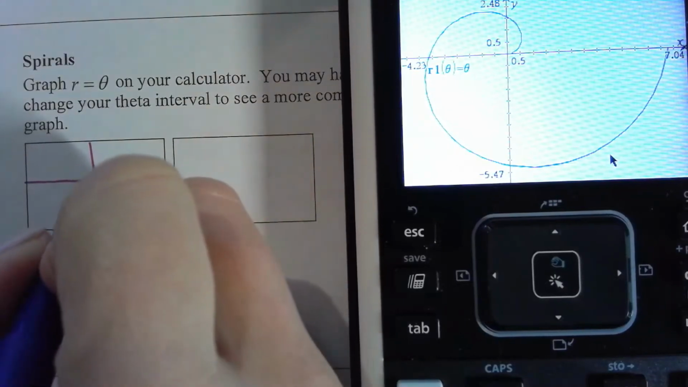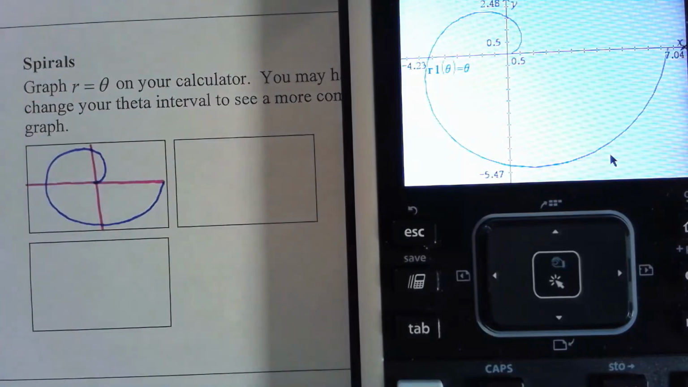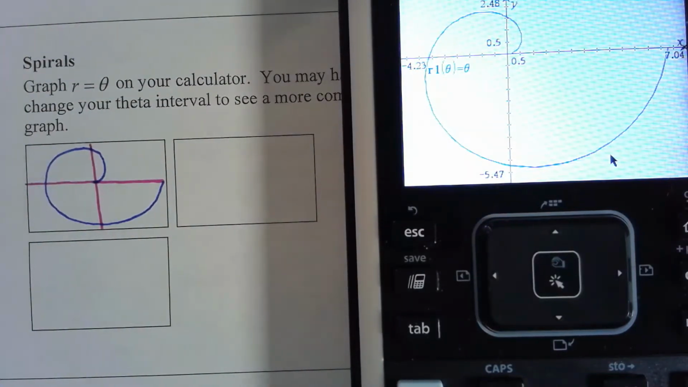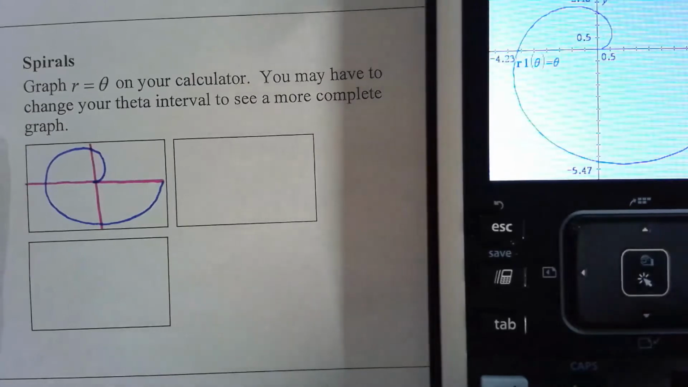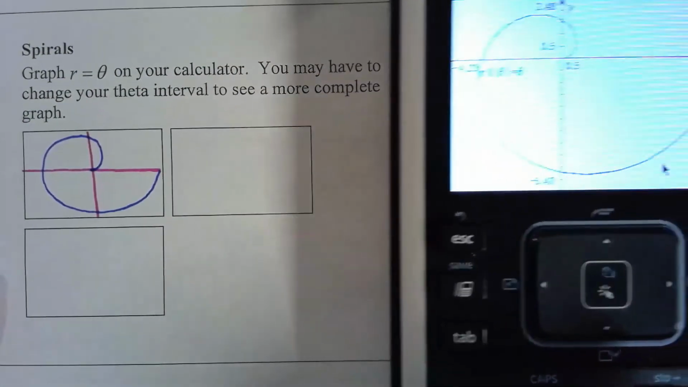And it looks like it starts here, kind of looks like a seashell, right? Or a spiral, hence the name, the spiral. So we hit zoom fit, and so we were able to see the entire graph. Interesting enough, though, and look at my little note, it says you may have to change your theta interval to see a more complete graph.